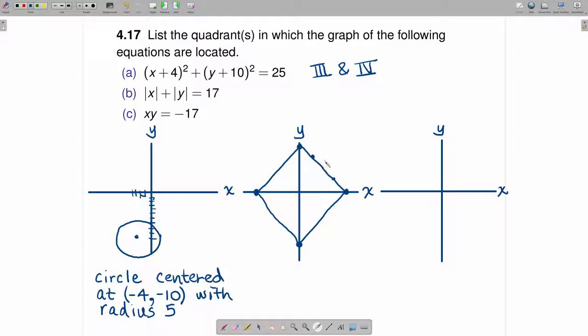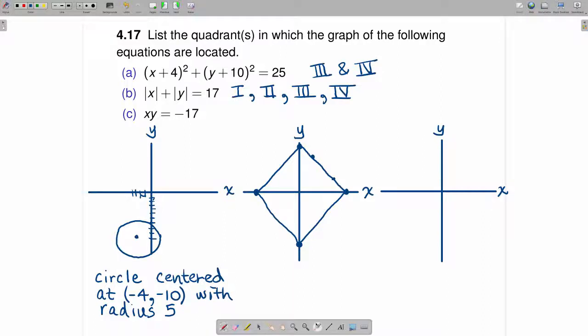So this occupies part of quadrant 1, 2, 3, and 4. So you can say that quadrants 1, 2, 3, and 4 for that second equation. Now this last function here, xy equals negative 17, you can once again try test points.